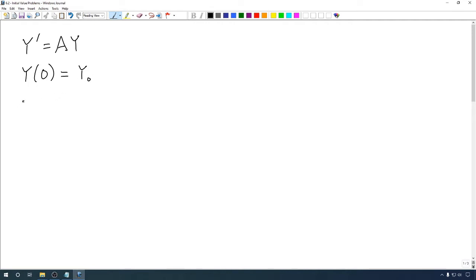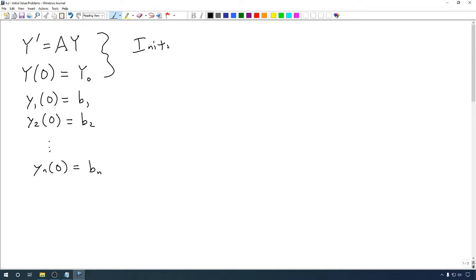Now, what we're actually looking at here is different values for all of our y's. So y1 at 0 is some b1, y2 at 0 is some b2, until we get to yn at 0 is some bn. So we know where our functions start, and our differential equation is going to tell us how those functions change over the course of time. If we have a differential equation and this initial condition, we're going to call this an initial value problem.